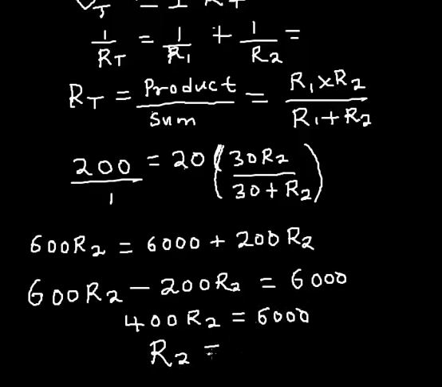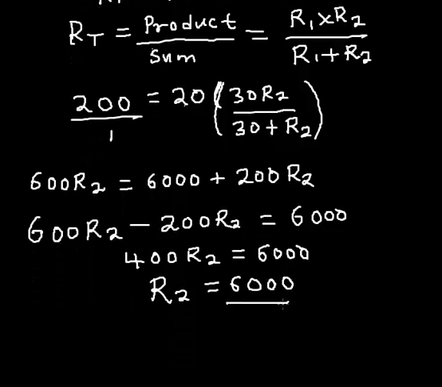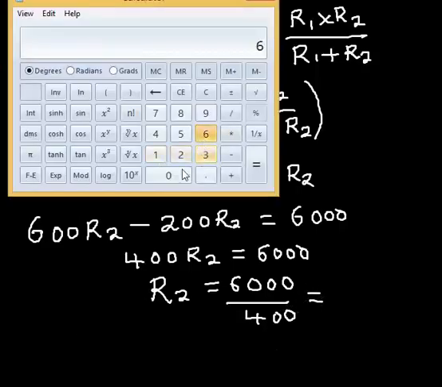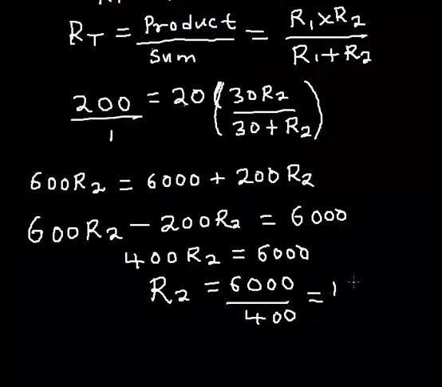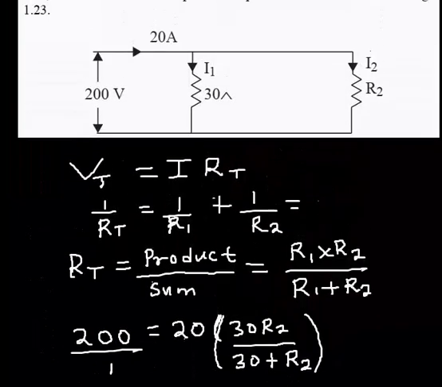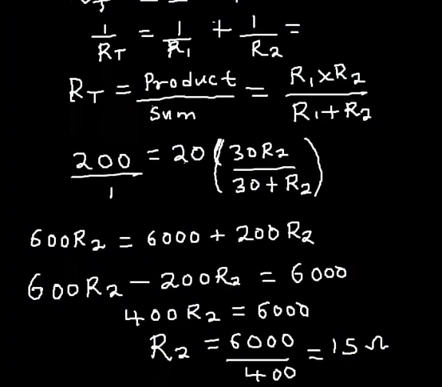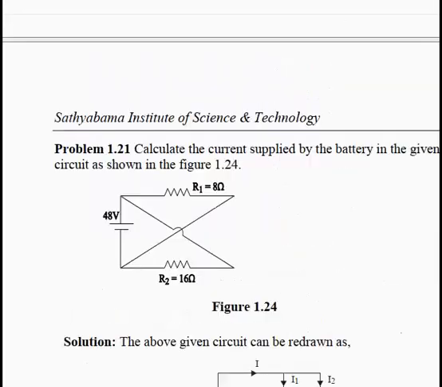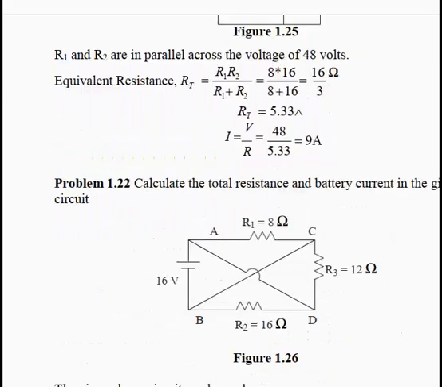Now R2 is going to be equal to 6,000 divided by 400. Okay, so let's work on that. 6,000 divided by 400. That's 15. 15 ohm. I hope that is well understood. All right. Okay, let's flow with another question.